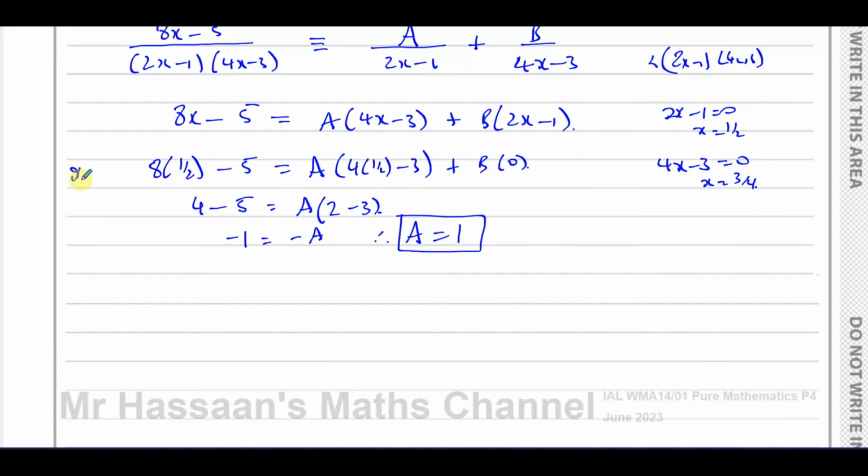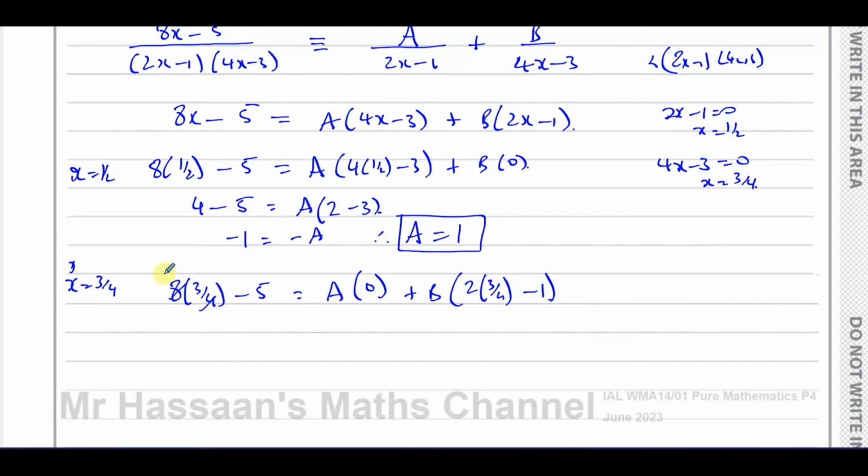So this was x equals a half. And now we're going to use x equals 3/4. When you use x equals 3/4, you have 8 times 3/4 minus 5 equals a times, this is going to become 0. That's the reason why we chose 3/4. That will be 4 times 3/4, which is going to give you 3, minus 3, which is 0, plus b times, now this is going to be 2 times 3/4 minus 1. So here we'll have the 4 and the 8 cancel out, leaving you 2.